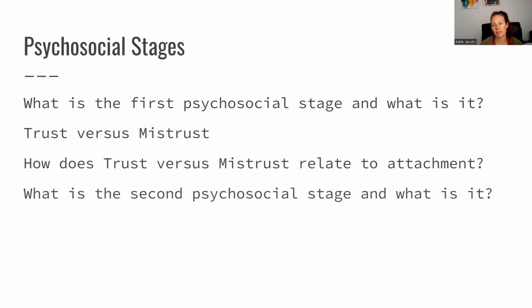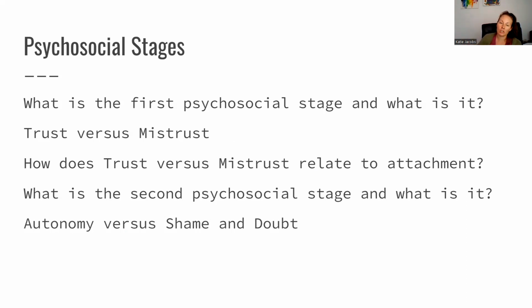What is the second psychosocial stage? And then what does it mean? So Erikson's second psychosocial stage is autonomy versus shame and doubt. During this stage, children are starting to explore, right? They can walk now and they're going to explore. And autonomy means being able to do things on your own.